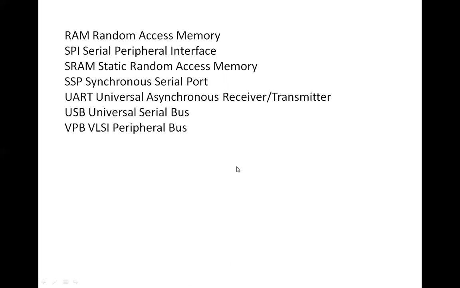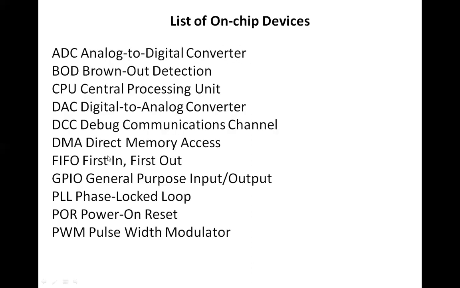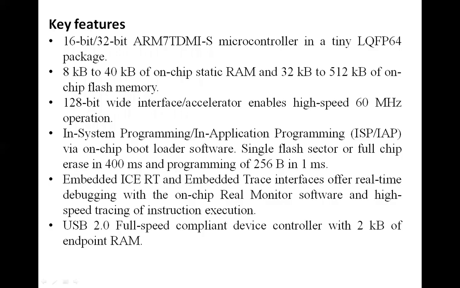Similarly you can see RAM, ROM, types of RAM, random access memory, serial peripheral interface, then static RAM, SSP synchronous serial port, then UART, universal asynchronous receiver transmitter, then USB, universal serial bus, then VPB, the VLSI peripheral bus. So many peripherals are there on the chip with this ARM 7, that are listed in these slides.